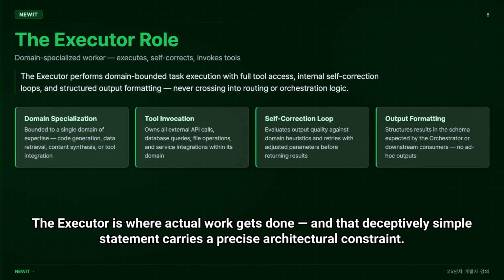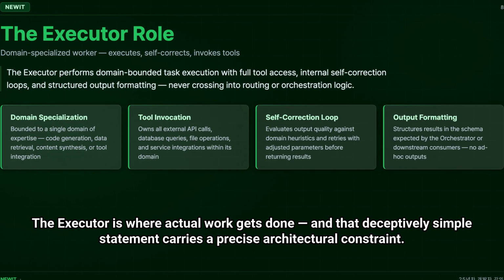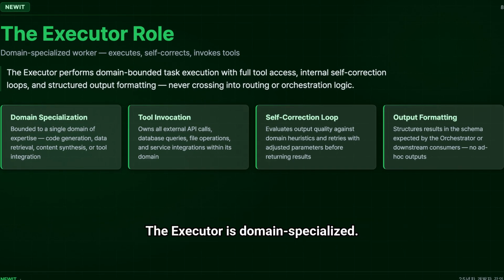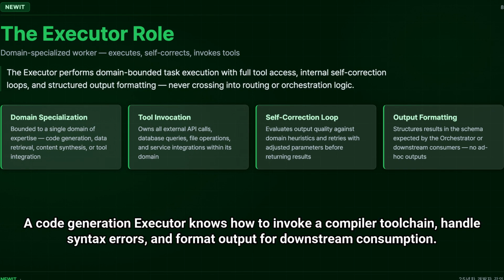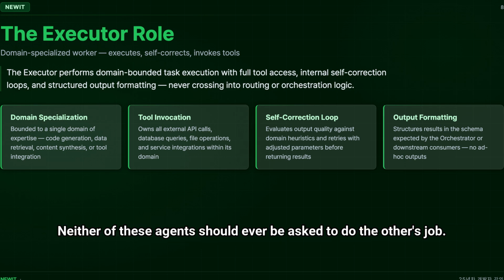The executor is where actual work gets done, and that deceptively simple statement carries a precise architectural constraint. The executor is domain specialized, not generalist, not multi-purpose. One executor, one domain of expertise. A code generation executor knows how to invoke a compiler toolchain, handle syntax errors, and format output for downstream consumption. A data retrieval executor knows how to query a vector store, rank results by relevance, and structure the payload. Neither of these agents should ever be asked to do the other's job.